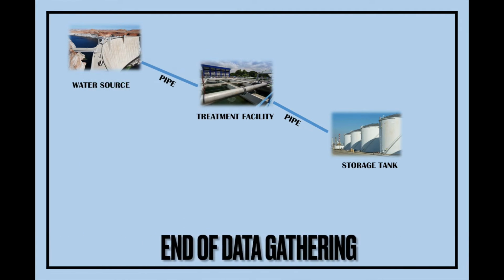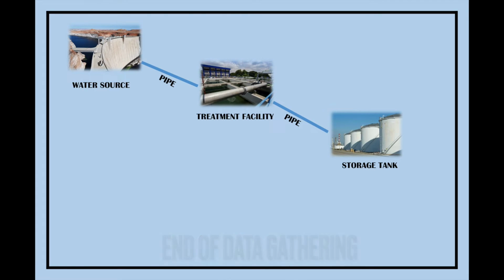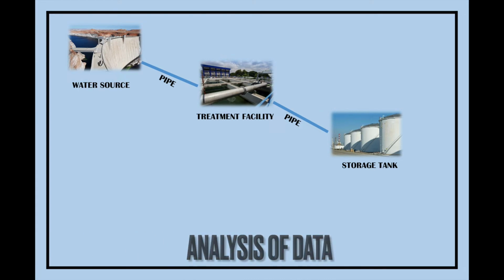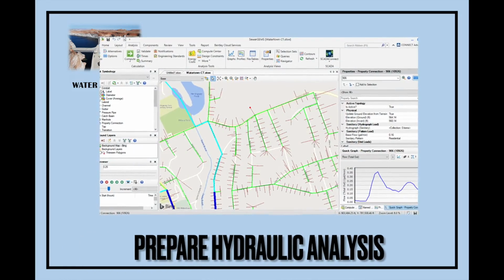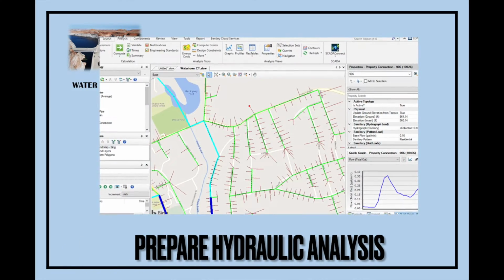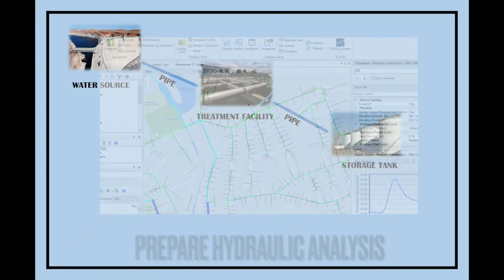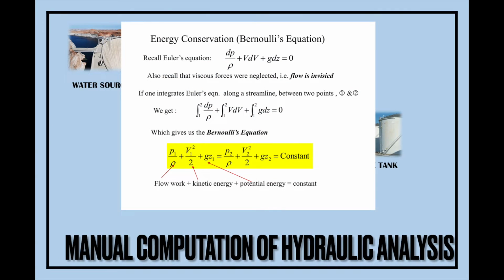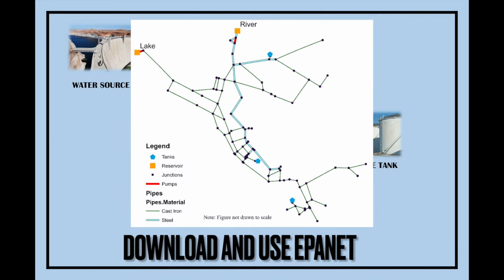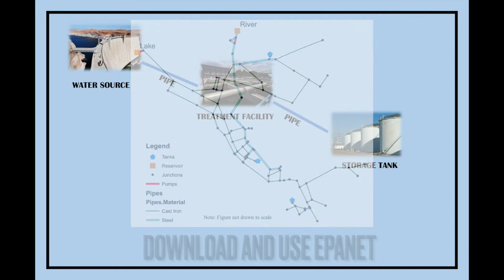After the data gathering of the planning stage, the next stage is the analysis of the data. First, you need to prepare hydraulic analysis. The hydraulic analysis can be done through manual computation as long as you know the Bernoulli's theorem and the Hazen-Williams formula, and also can be done through a free software EPANET and a commercial software which is the Bentley WaterGEMS.